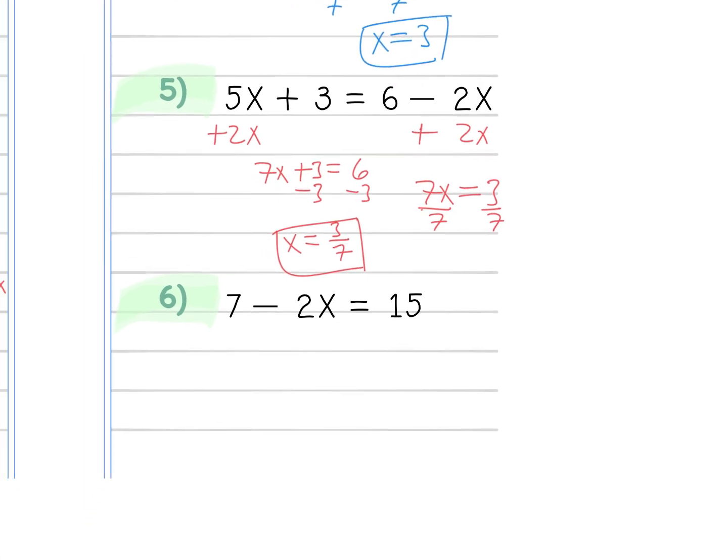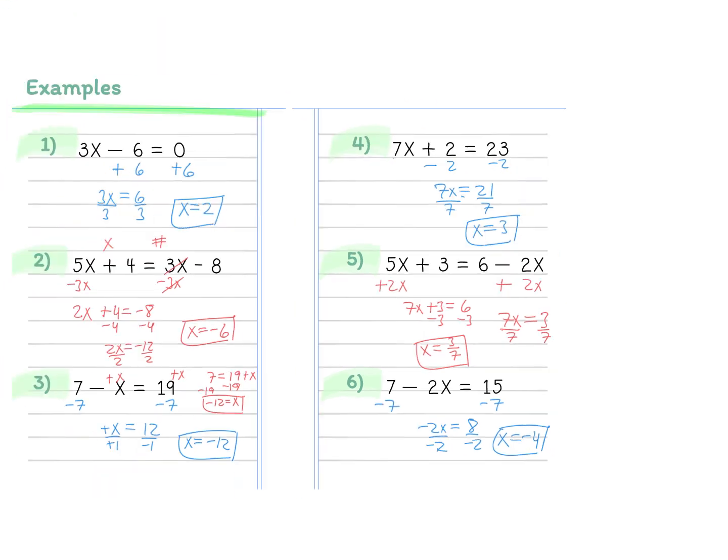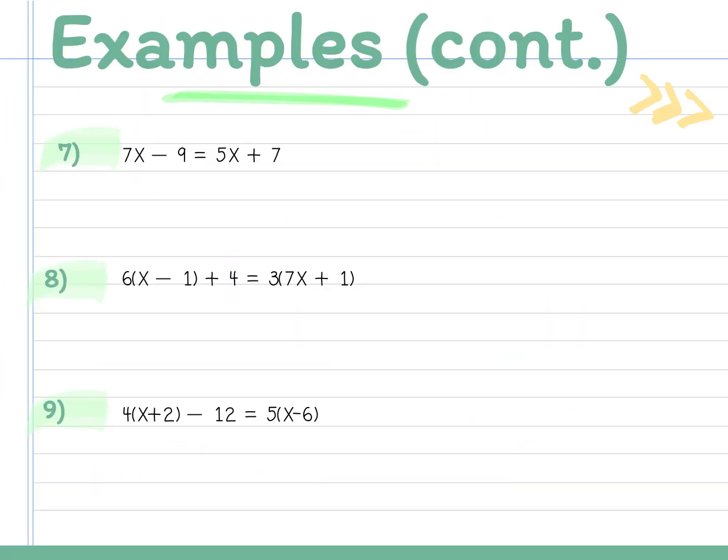All right, so let's try the same thing over here. I'm going to get the 2x by itself, or that minus 2x, so I'm going to subtract 7 on both sides. And so I get a negative 2x equals 8. Divide by -2, and I get x equals -4. All right, so hopefully nothing too crazy. Hopefully we're pretty comfortable with this.